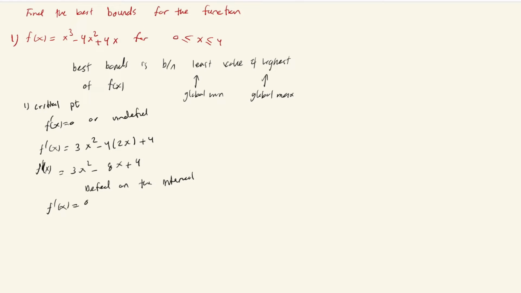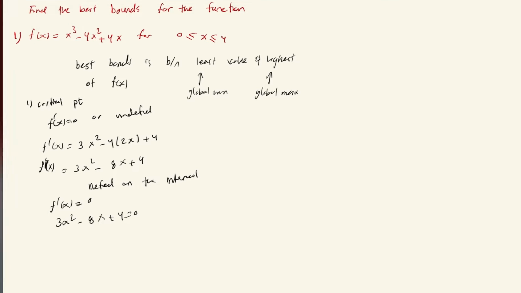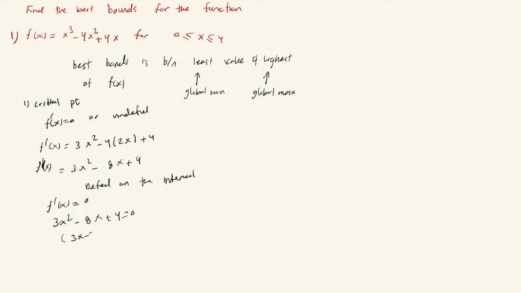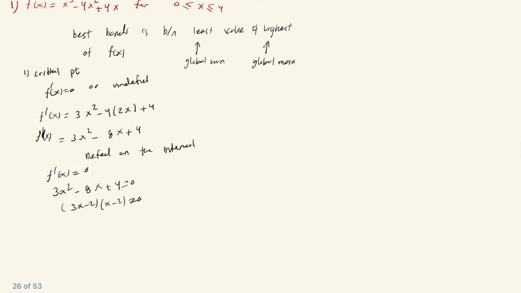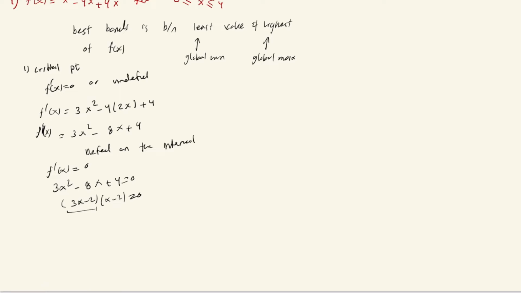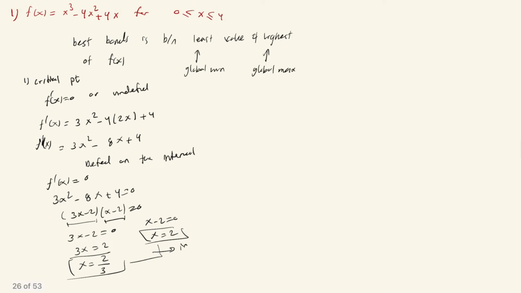Notice this formula can be factored as 3x minus 2 multiplied by x minus 2 equal to 0. This formula is going to be 0 when 3x minus 2 is 0, and here we solve for x. x is going to be 2 over 3. And then it's going to be 0 when x minus 2 equals 0, and that results in x equal to 2. Notice that 2 over 3 and 2 are in our interval, that is from 0 to 4. Therefore, they are considered to be critical points for the given function of x.